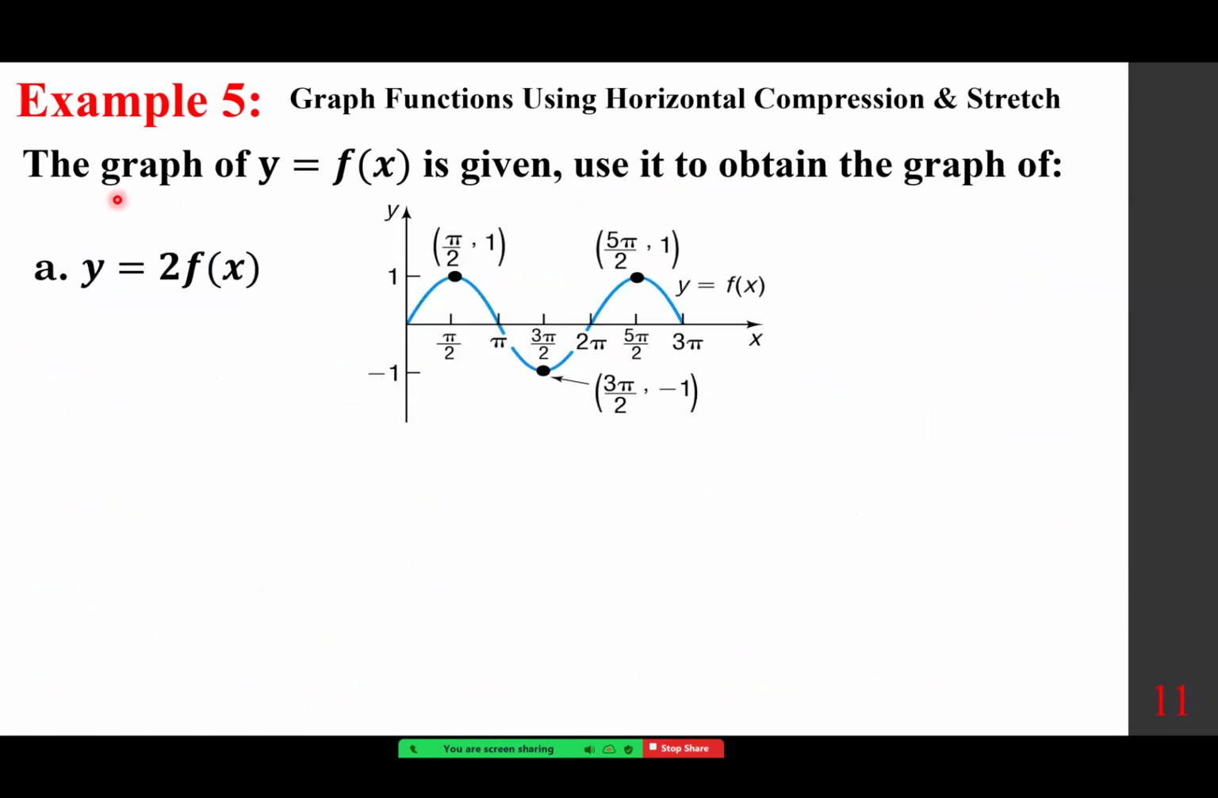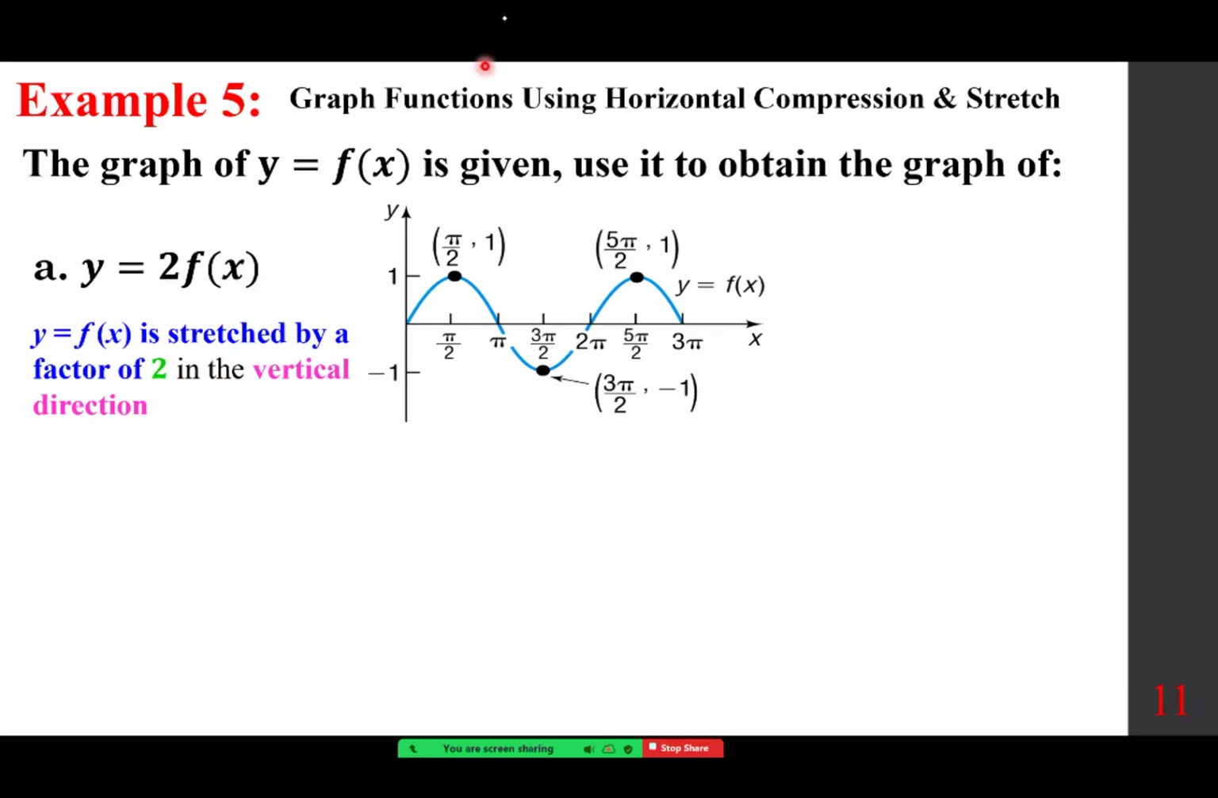So example 5: the graph of y equals f of x is given. Use it to obtain the graph of y equals 2 times f of x. So in short, remember, f represents the y coordinate. So we are stretching the y coordinate by whatever this factor happens to be, which is 2. Therefore, y equals f of x is stretched by a factor of 2 in the vertical direction. So the horizontal thing, nothing happens. Everything remains the same.